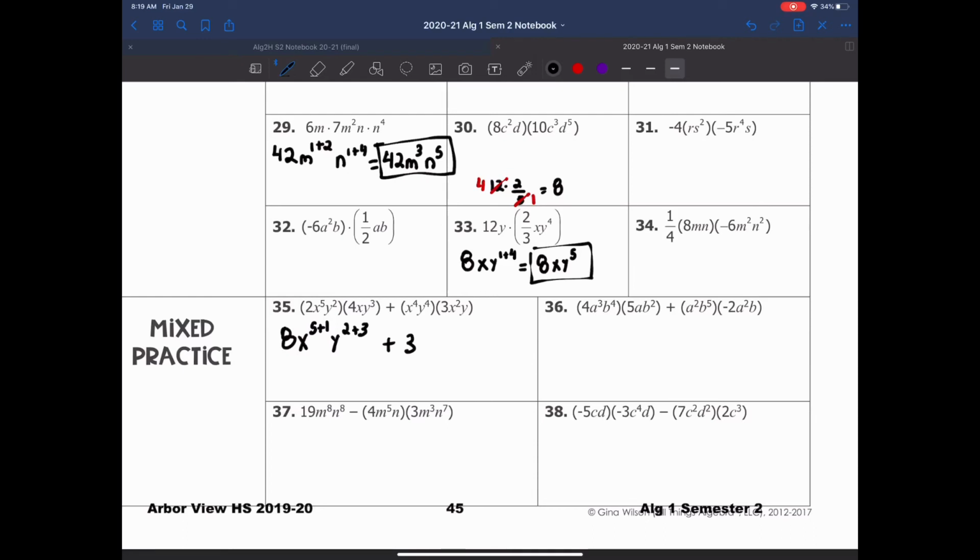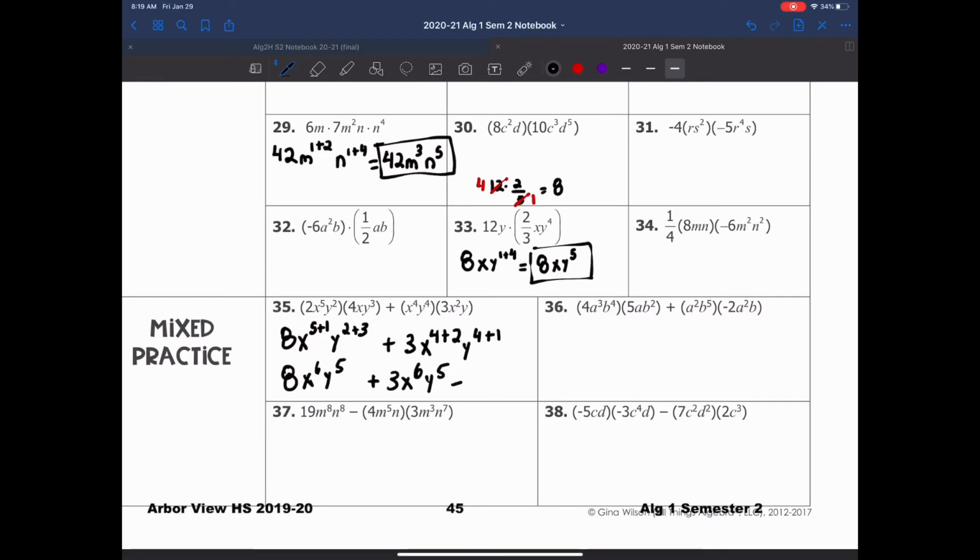And then x to the 4th times x squared, that's going to be x to the 4 plus 2. y to the 4th times y to the 1st, that's going to be y to the 4 plus 1. Okay, let's simplify this a little bit and then see if we can add. So we're going to have 8x to the 6th, y to the 2 plus 3 is 5, so y to the 5th, plus 3x to the 4 plus 2. That's going to give me 3x to the 6th, y to the 5th.